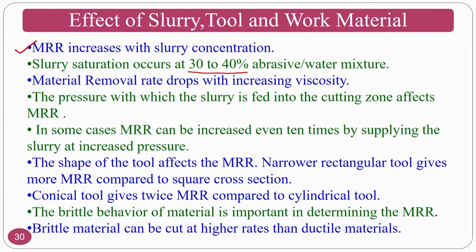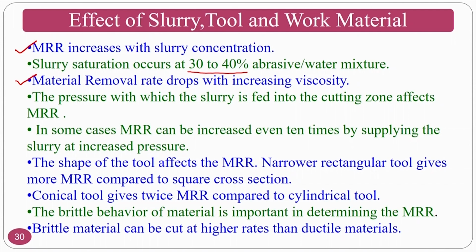Okay. If you are using more and more abrasive particles, what will happen? The viscosity of the fluid will go up, and if the viscosity goes up, what will happen? The slurry may not penetrate, or the slurry cannot pass in between the tool and the workpiece material. Material removal rate drops with increasing viscosity. That is what I was saying. If the viscosity increases, the flowability of the slurry will decrease. If it decreases, then the number of abrasive particles in between the tool and workpiece will be very less.